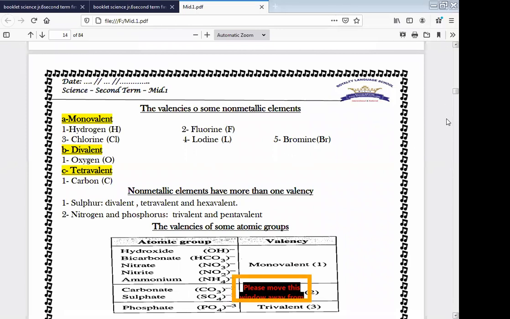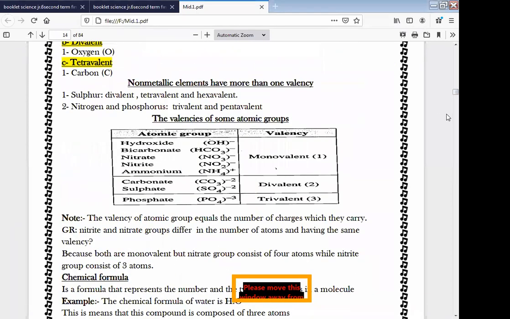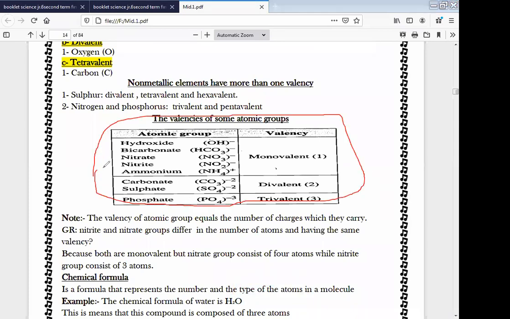Now we will study the valences of atomic groups. I said before that an atomic group is a group that consists of more than one atom of different elements. All of these are atomic groups, okay? These atomic groups are only for your curriculum, okay?